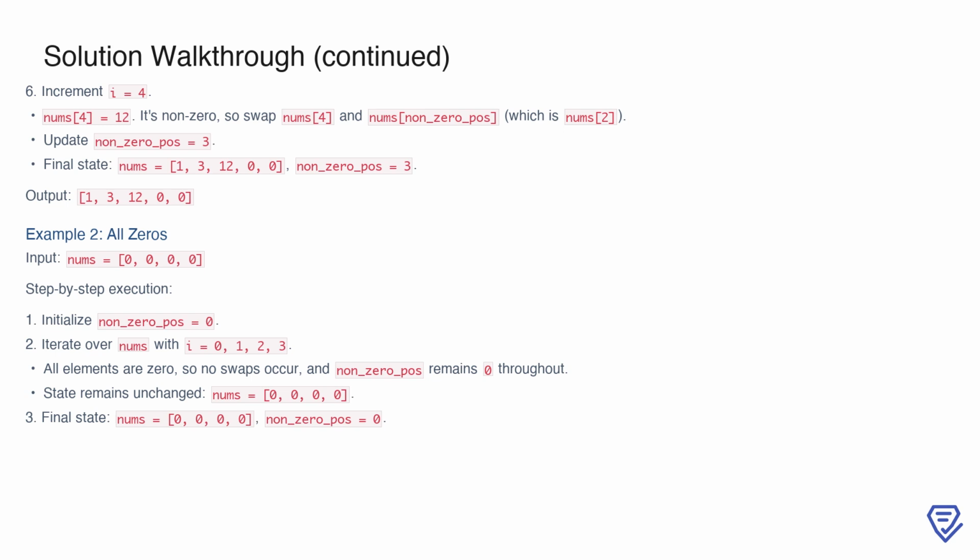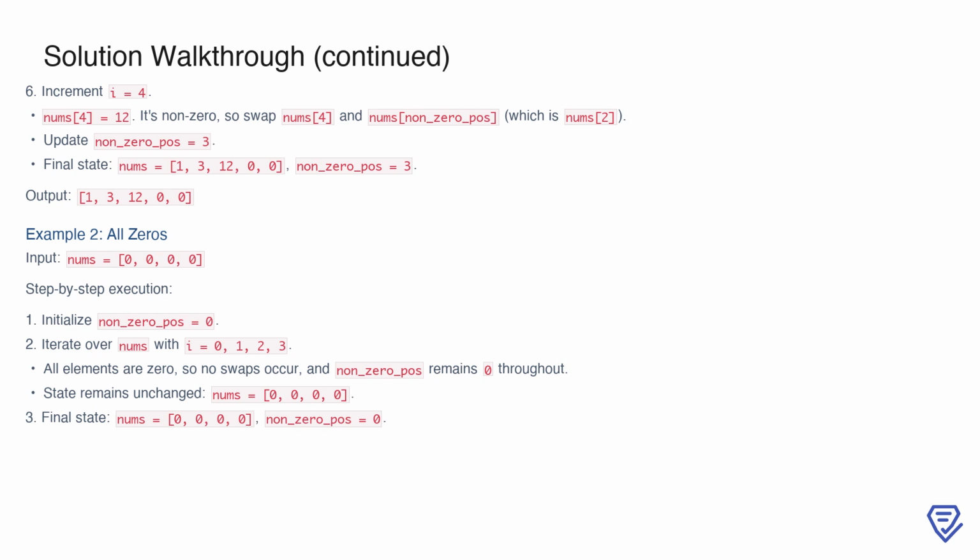At this point, the array is fully processed, and all non-zero elements are correctly positioned at the front, with the zeros moved to the end. The final state of the array is nums equals 1, 3, 12, 0, 0, and the value of non_0_POS is 3. The output for this example is 1, 3, 12, 0, 0.